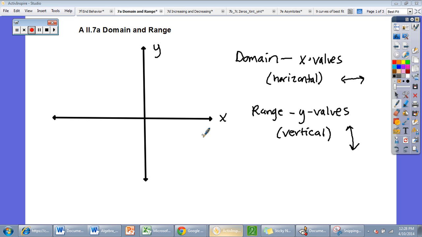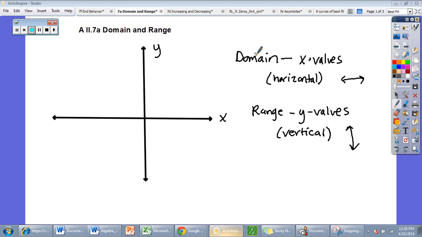This video is to review domain and range. Domain, we know, is the x values of a graph, and I like to think of it as being the horizontal, so it's more visual. You can visualize it as being the horizontal values, and the range is the y values, so the vertical values of your graph.